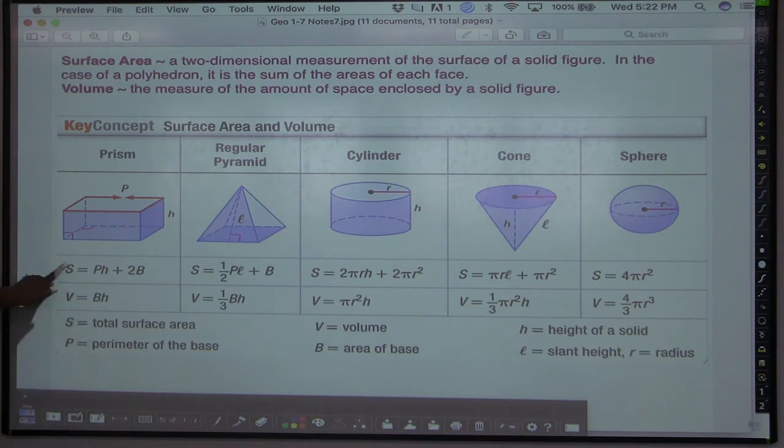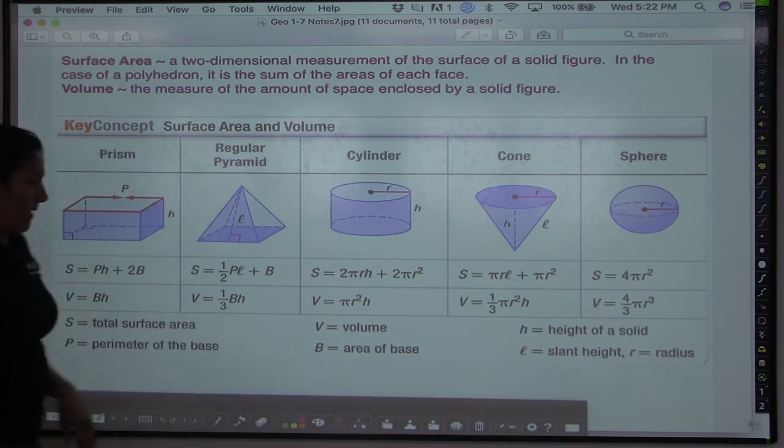So as I'm trying to find the surface area, which is what the S stands for, of the figure, I need Ph plus 2B. But if you don't know what P is, you're going to have a problem. So P is the perimeter of the base. If you know what the base is, you can find the perimeter of the base, times that by the height, and then add 2 times B. Well, what's B? B is over here. It's the area of the base.